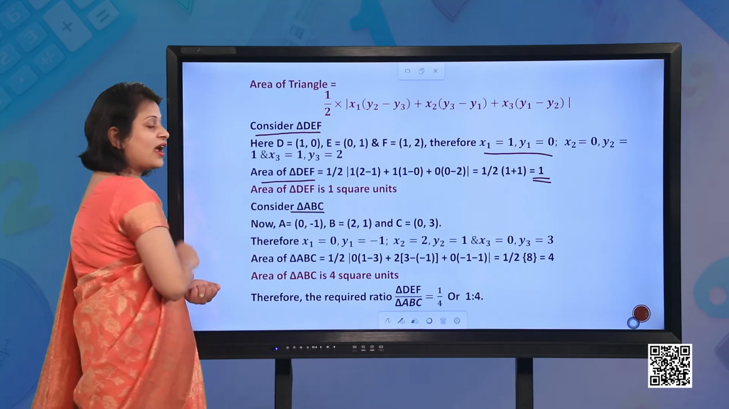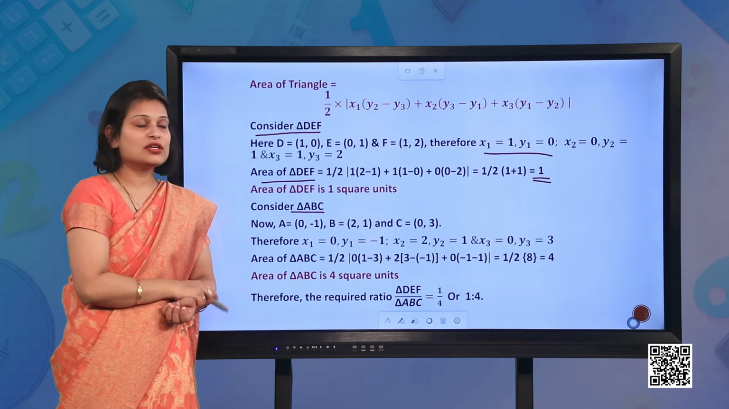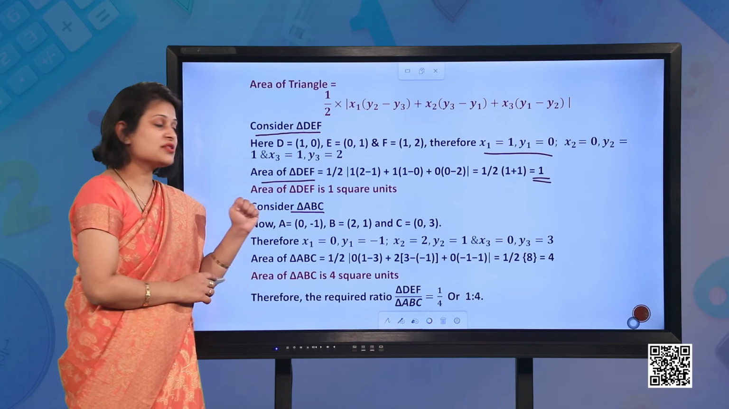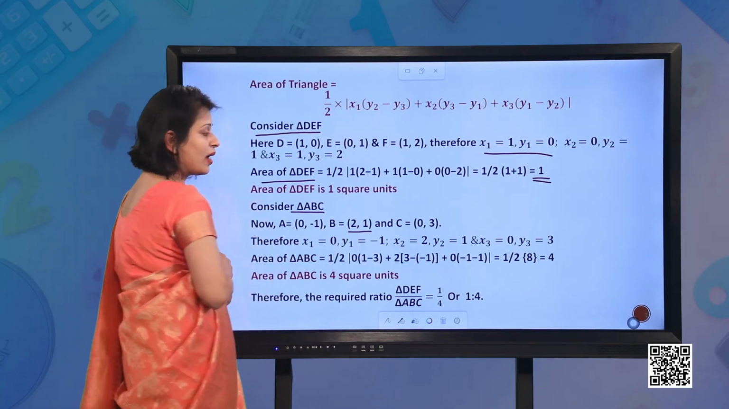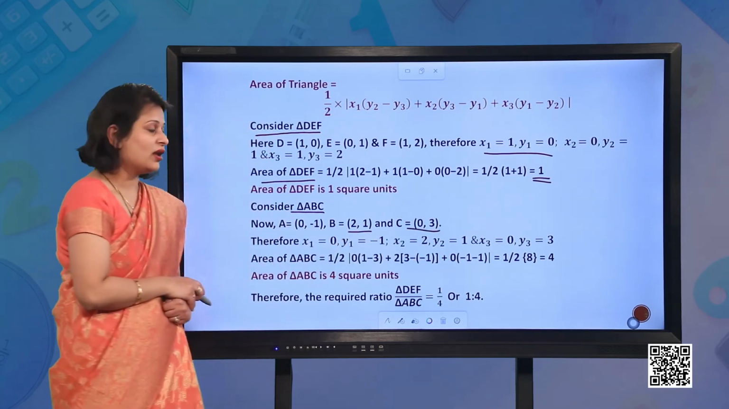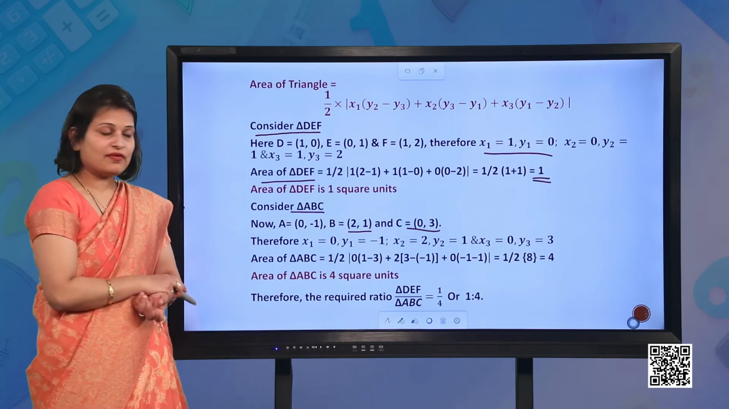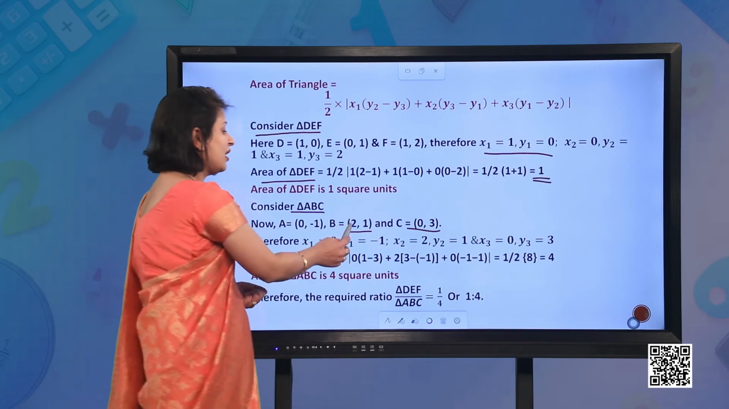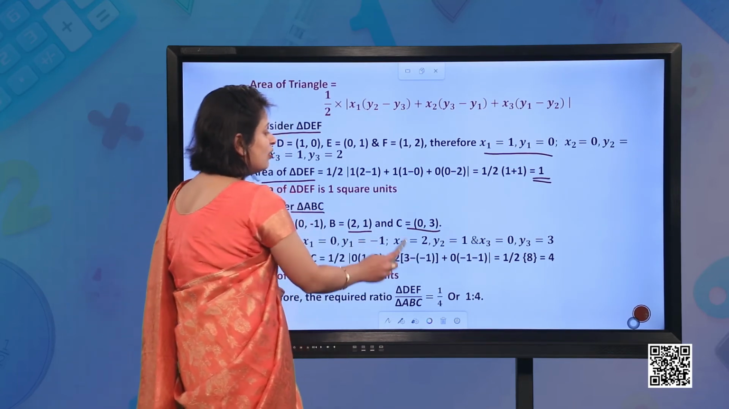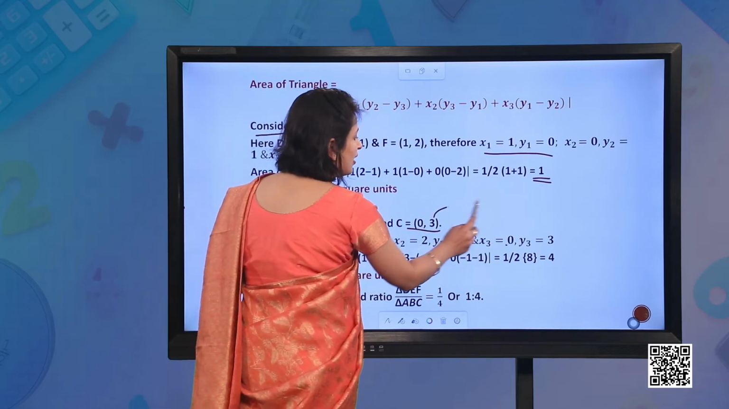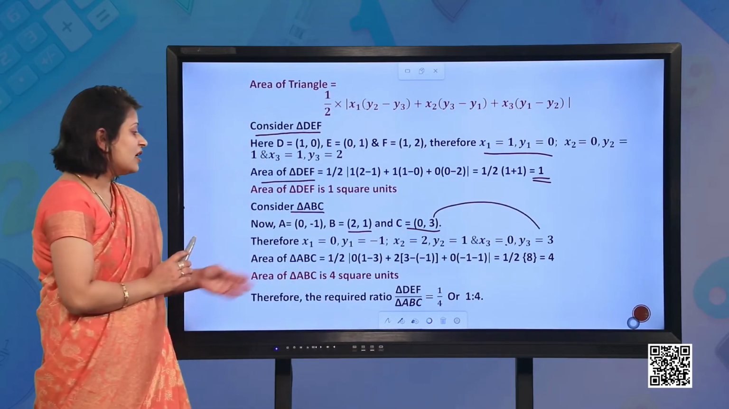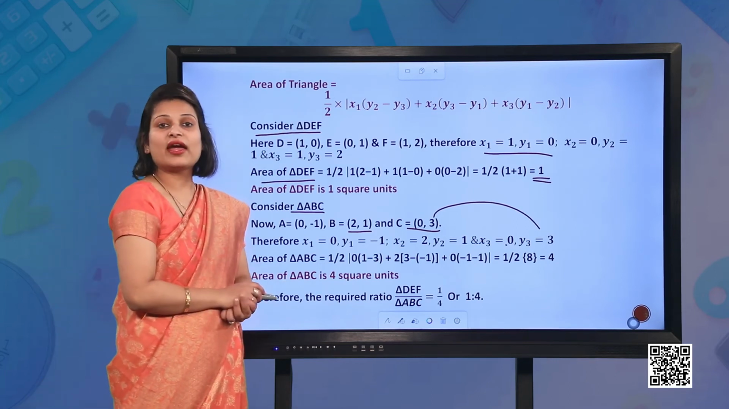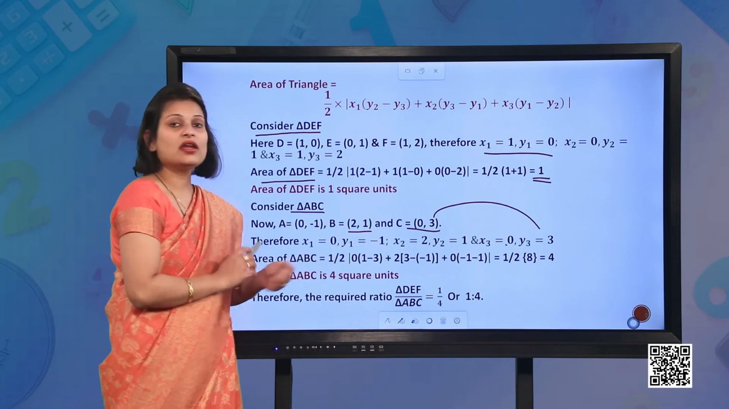Now, you have to consider triangle ABC. You know the coordinates of triangle ABC as A (0, -1), B (2, 1) and C (0, 3). Again, you can find x1, y1. From here, x1 is 0, y1 is -1. From here, x2 is 2, y2 is 1. From here x3 is 0 and y3 is 3. Simply substitute the values in this formula. When you solve it, you will get the area of triangle ABC as 4 square units.